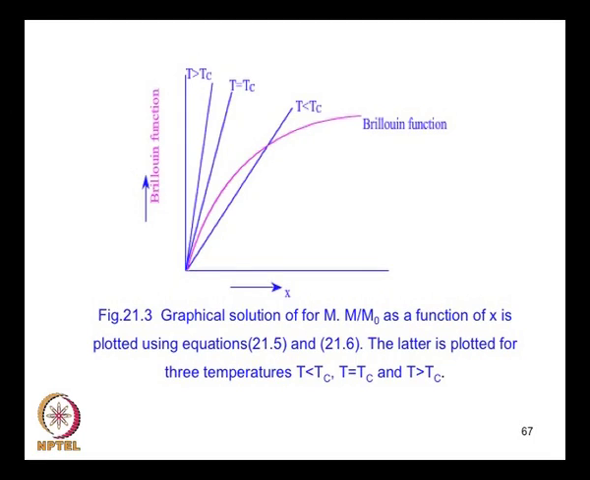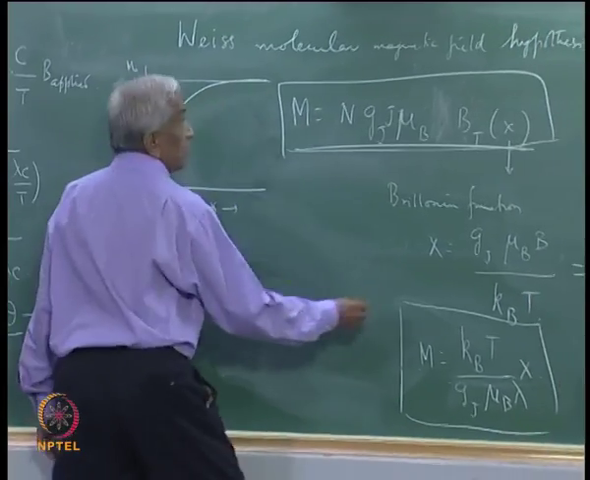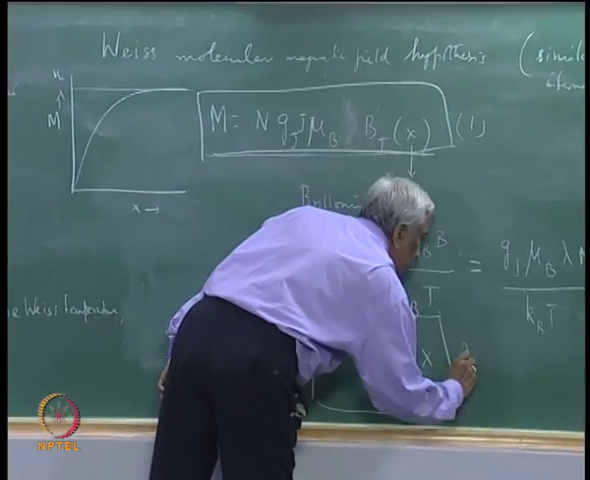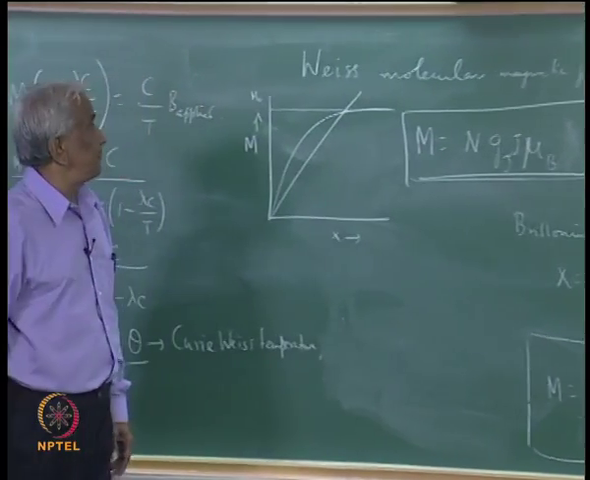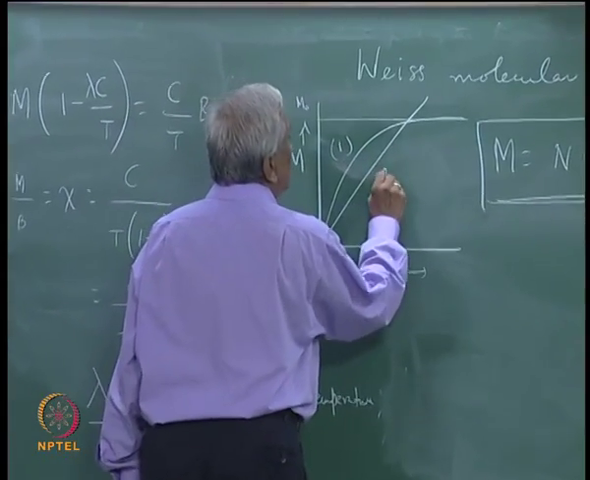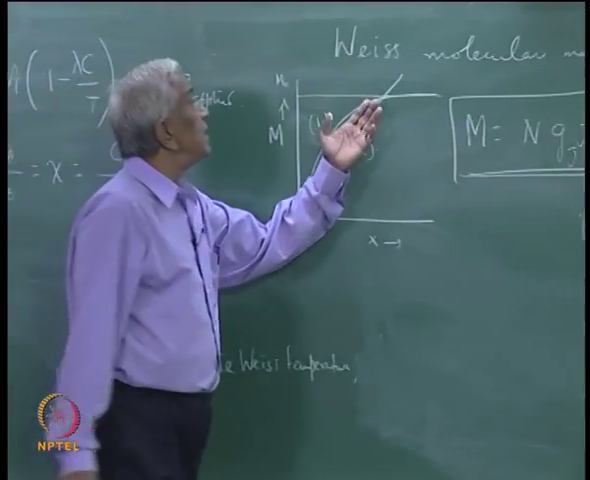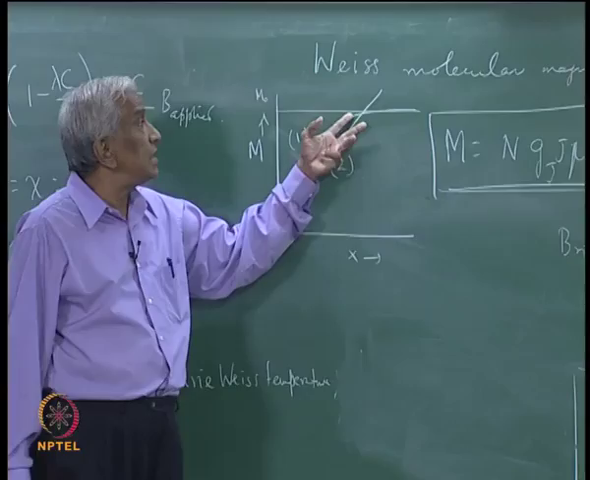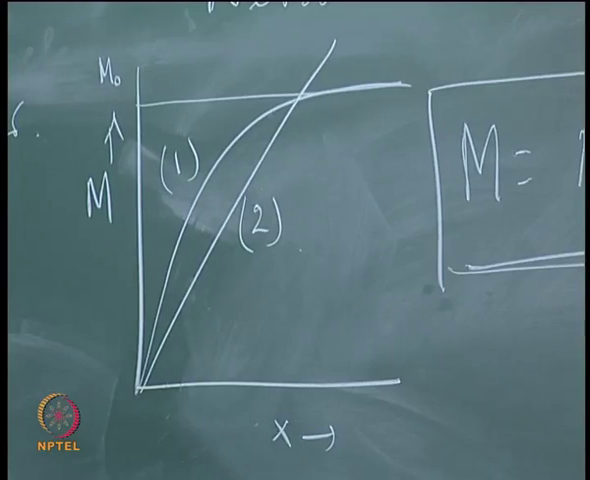So, this is m naught. In addition, we also have a linear relation between m and x given by equation 2. So, this is going to be a linear relation. So, this is 1, this is 2. The graphical method involves the simultaneous presence of these two. So, graphically the intersection of these two graphs gives you the magnetization.